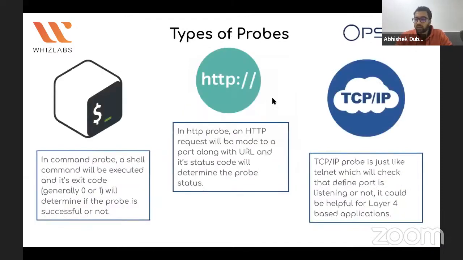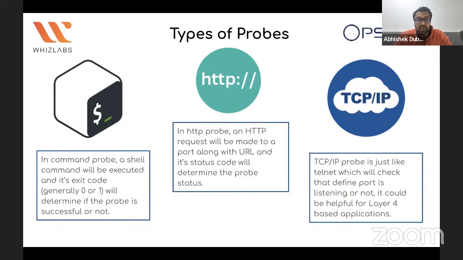Now we are talking about the types of probes we have inside the Kubernetes cluster. So let's talk about the probe types. Basically, we have 3 types of probe inside the Kubernetes cluster where we can define them. One is the command probe, second is the HTTP probe, and third one is the TCP IP probe.